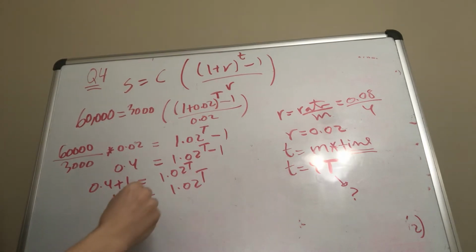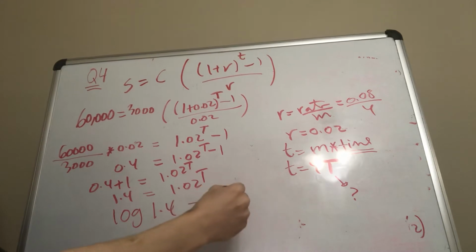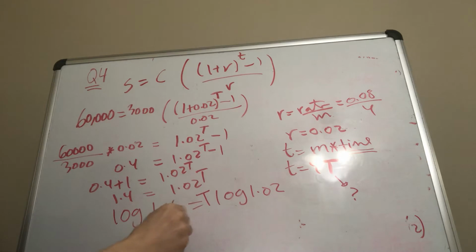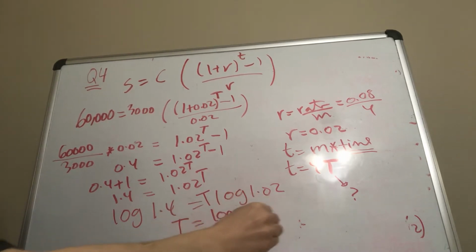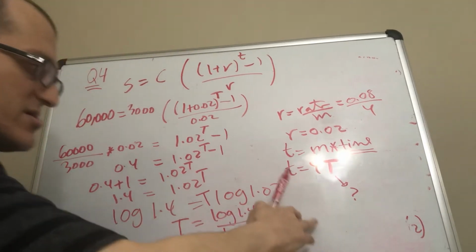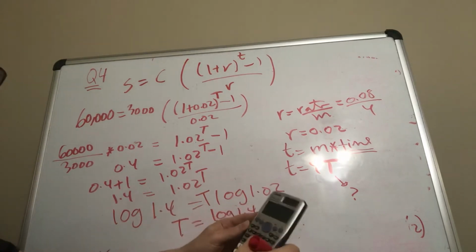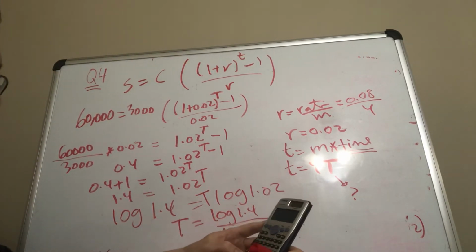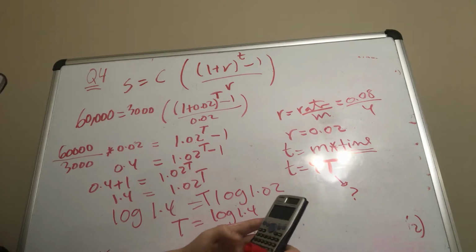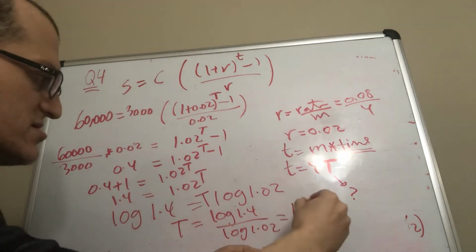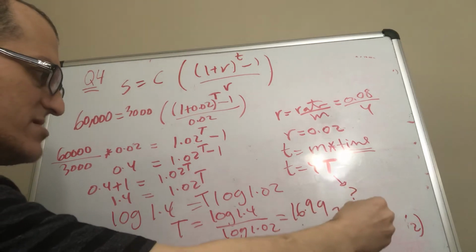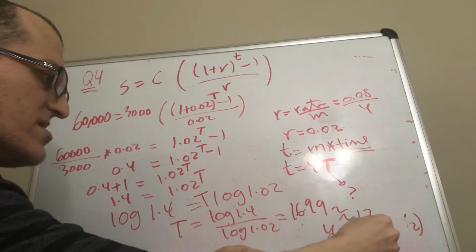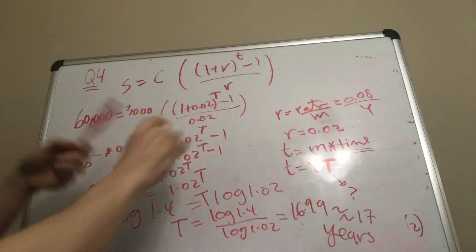The only thing you can do now to solve for time is to log both sides. Log the 1.4 and log the 1.02, and that brings the T down. So T, what you're solving for, would be log 1.4 over log 1.02. And that will tell you how many years you have to wait. So you go log 1.4, log 1.02. About 16.99, or roughly 17 years. And you put the answer in a statement.